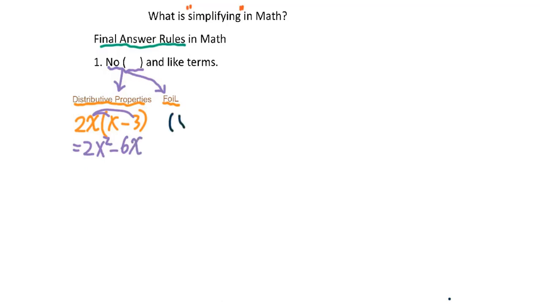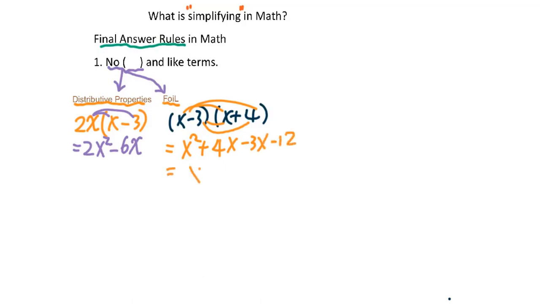For the FOIL, you know, (x minus 3) times (x plus 4). We learn it this way, so that you can get x squared plus 4x minus 3x minus 12. Combine like terms. You see, you get rid of the parentheses.